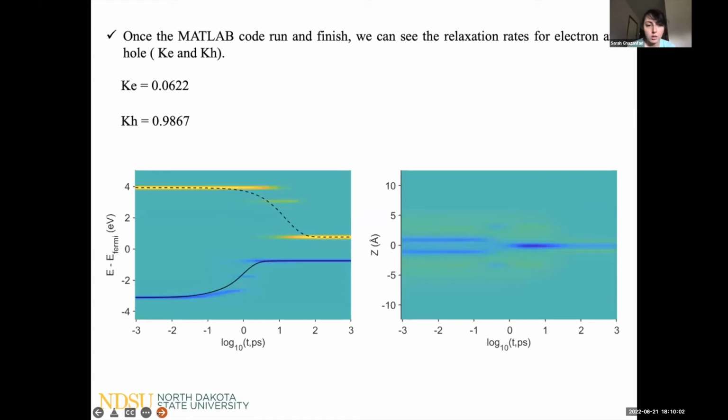So at the end, if your MATLAB code runs successfully, you will see the relaxation rate for the electron and hole, and two figures which show the energy dissipation as a function of time and the charge carrier distribution in space in the right panel. So in this case, you can see that the hole relaxes faster than the electron. That's it. Thank you.